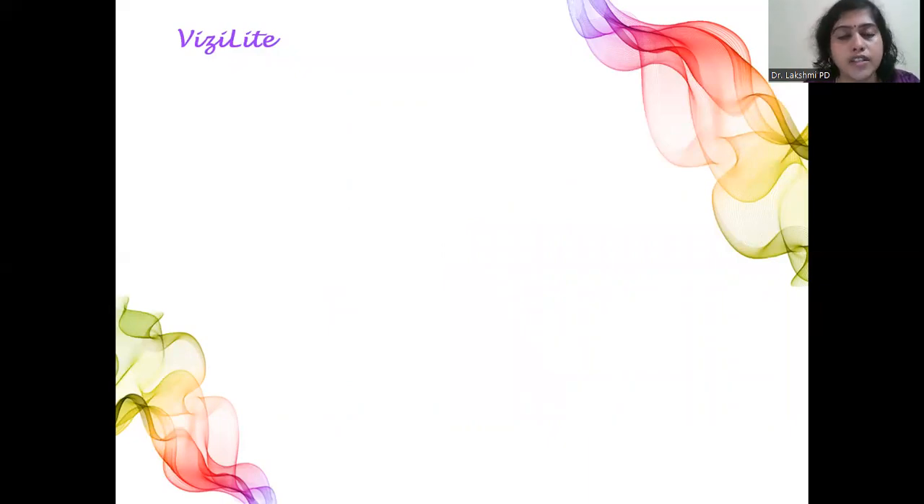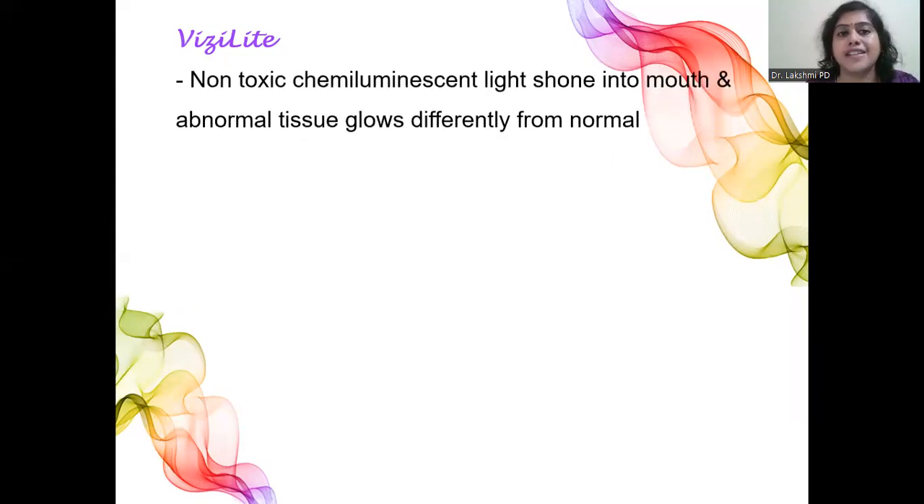Now, moving on to the advanced techniques, though I mentioned quite a lot of advanced techniques in the initial slide, I'll be emphasizing mainly on 2 techniques, which are your Velscope as well as your VC light. So VC light is a non-toxic chemiluminescent light. The word itself has light. It's basically shining a non-toxic chemiluminescent light into the mouth in such a way that, depending upon the differential property of the abnormal tissue, that is your suspected dysplastic or malignant tissue, and your normal tissue, they glow differently under this chemiluminescent light.